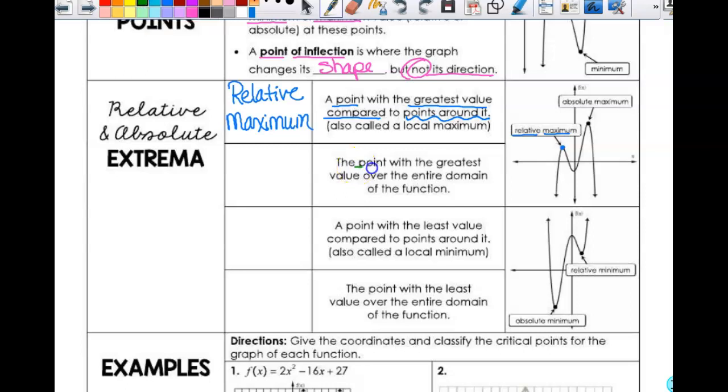Then if I have the point with the greatest value over the entire domain, like the greatest value overall, that would be an absolute maximum. So that would be like this one right here. Sometimes you don't know if it's a relative. Like if all you saw was that part of the graph, then you wouldn't know if it's relative or absolute. But when you have the entire thing, you know that that is definitely the absolute maximum. Okay, we good? Relative maximums can also be called local maximums, but relative is usually what you'll hear. Any questions about those? We good?